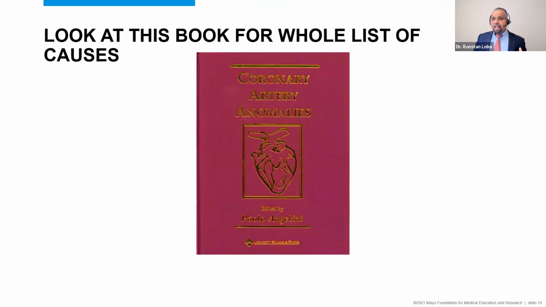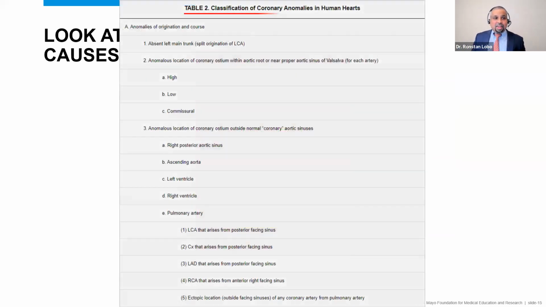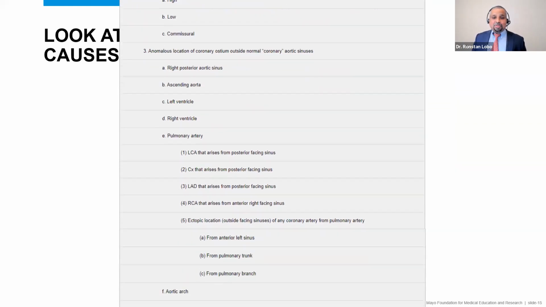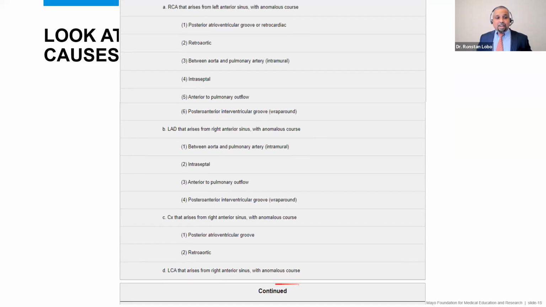Now, if you want a comprehensive review of this topic, this book by Paolo Angelini, who's based in Texas, will provide it to you. This book is 200 pages long, and that's just coronary anomalies. I pulled out one of the first tables here on the different types of coronary anomalies. And as you can see, this table goes on and on and on. And here's the best part. There's actually another part of this table. I just showed you the first half of it.